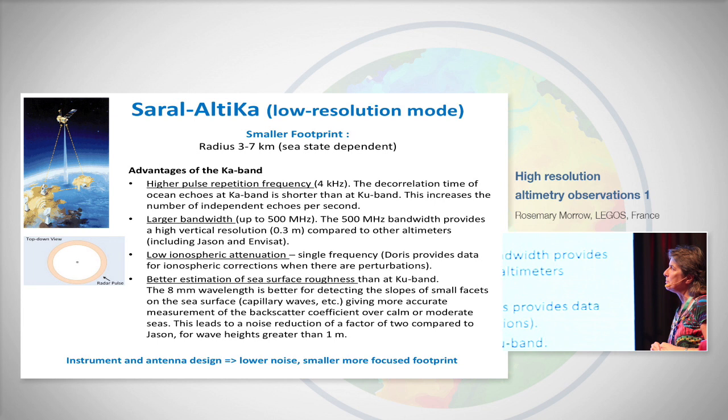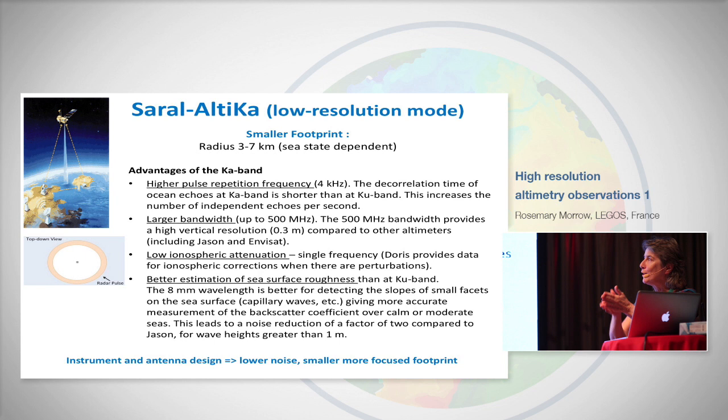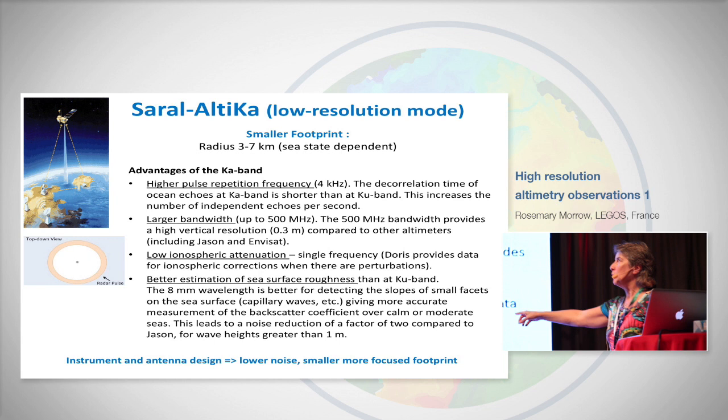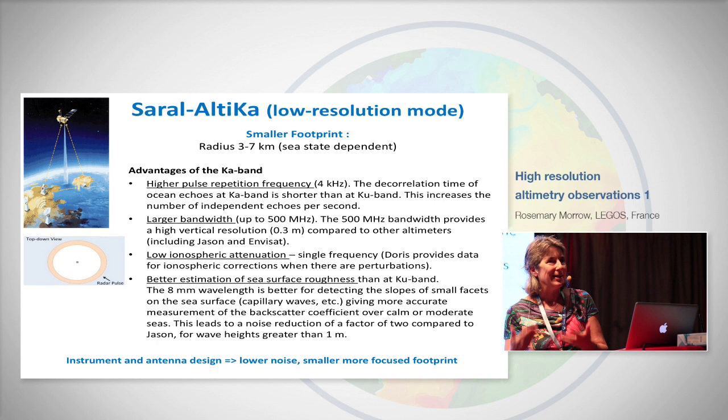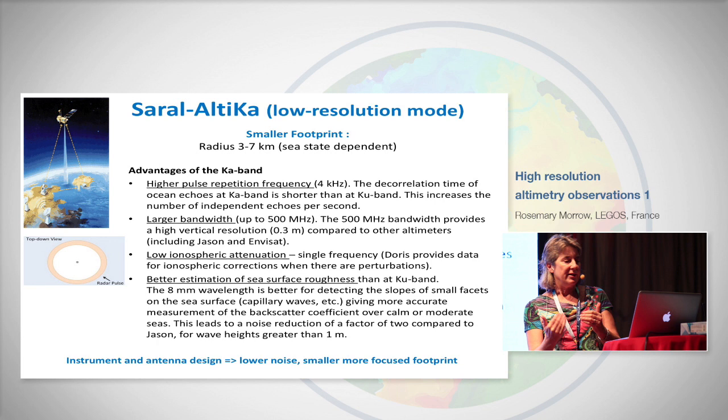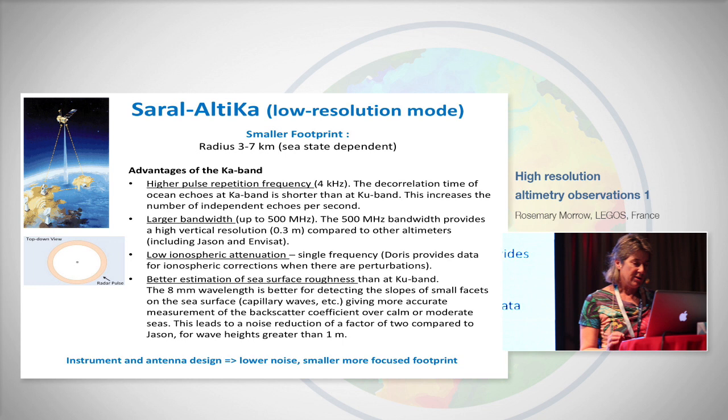So it's got a higher pulse repetition frequency, so you get more bangs for your buck, if you like. You've got more independent echoes occurring every second. It's got a larger bandwidth so that you can get higher vertical resolution. Because we're operating in Ka band, it's less affected by the ionospheric delay, and so you only need one frequency band. And it's tuned as well to have a better estimation of the sea surface roughness. And in the algorithms, it leads to almost a factor of two reduction in noise.